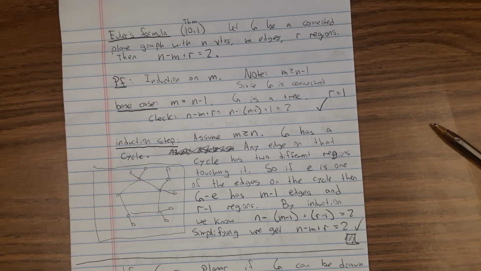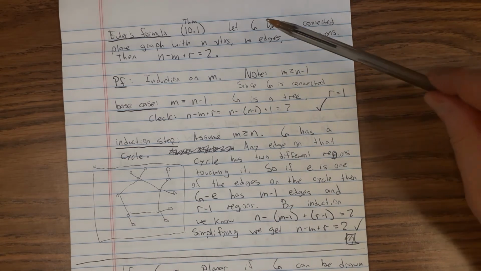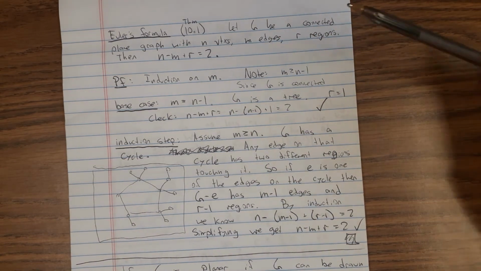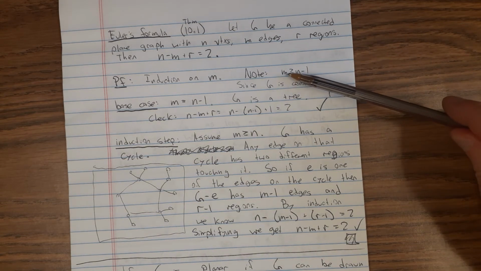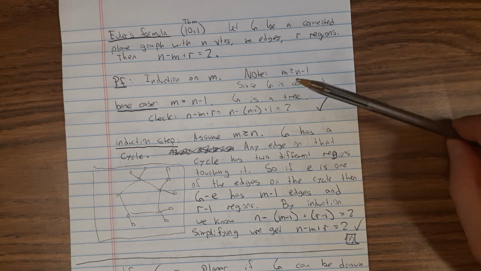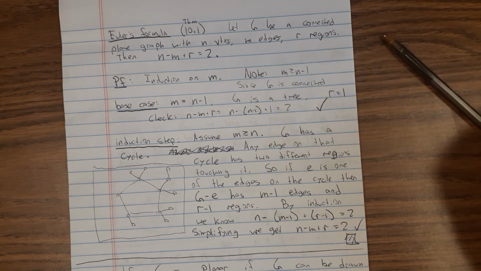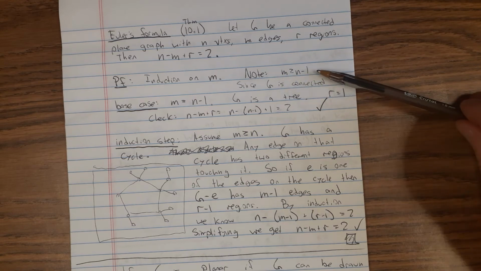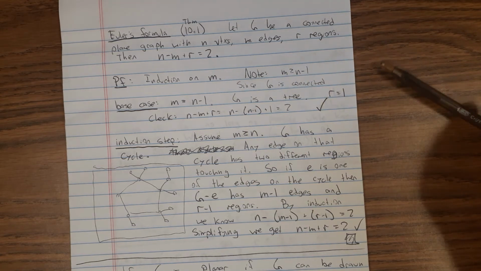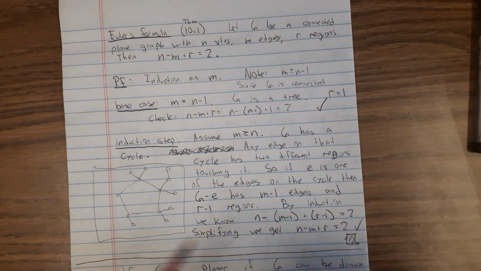What we have to do is think about what we're assuming about the graph. G is a connected plane graph. So let's think about what's the smallest m could be, and keep in mind m is the number of edges for a connected plane graph. And what I'm going to tell you here is that m needs to be at least n minus 1. Why is that?